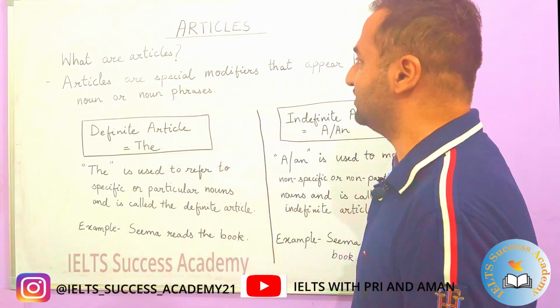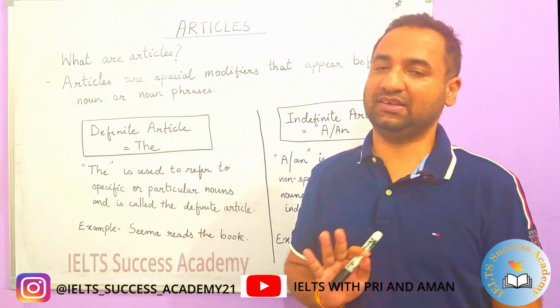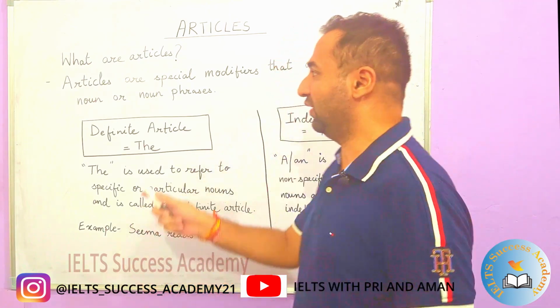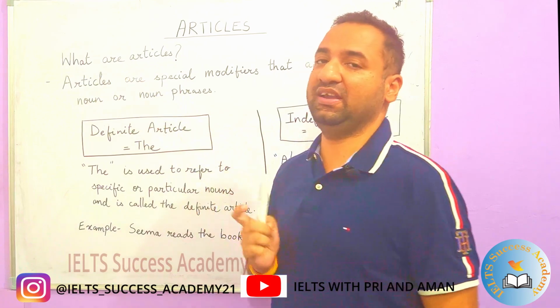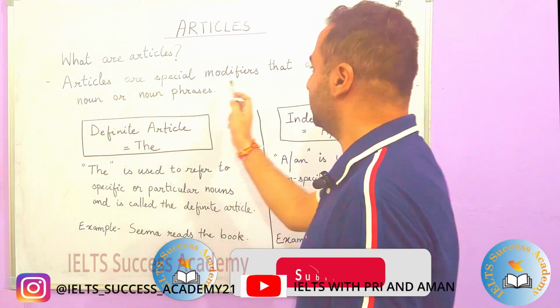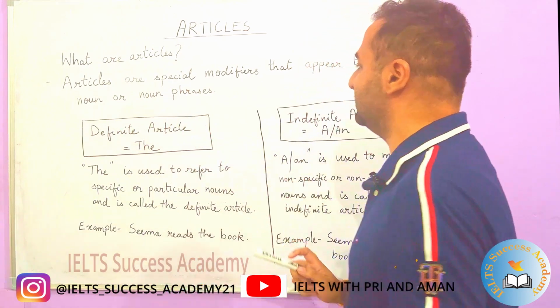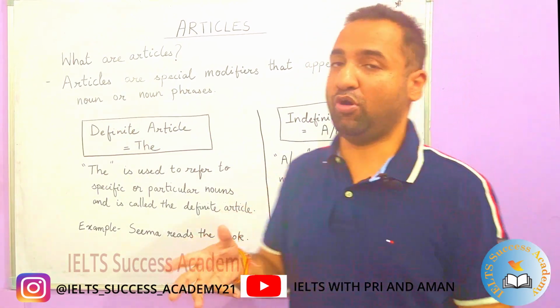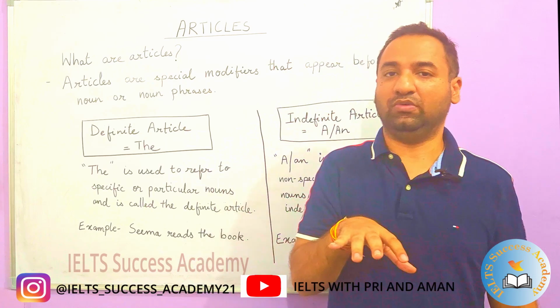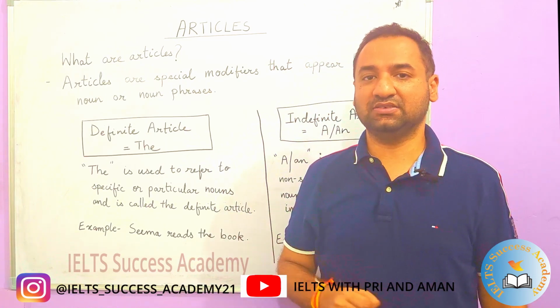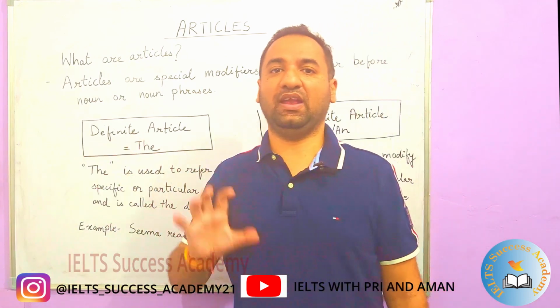So what are articles? Articles are basically adjectives that we put before the noun. By definition, articles are special modifiers that appear before nouns or noun phrases. So they modify the noun. What is a noun? It's a name, it's a place, or it could be an animal.